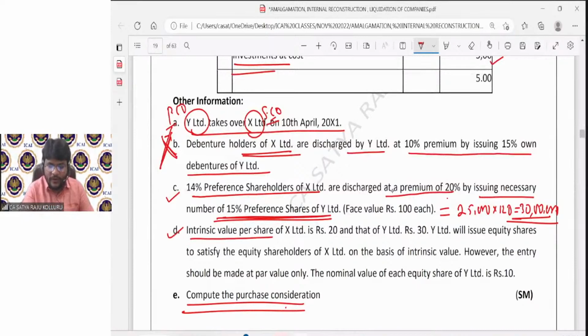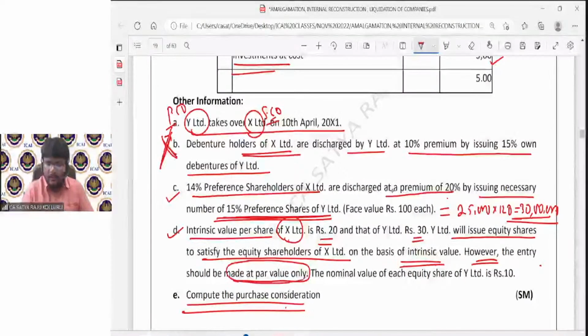Intrinsic value per share of X Limited is 20 rupees and that of Y Limited is 30 rupees. Y Limited will issue equity shares to satisfy the equity shareholders of X Limited on the basis of this intrinsic value. However, the entry should be made at par only. The nominal value of each equity share of Y Limited is 10 rupees.